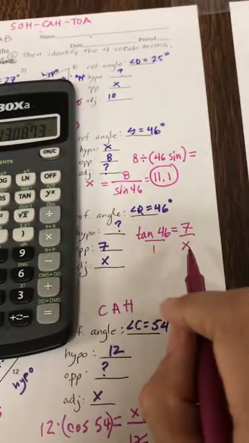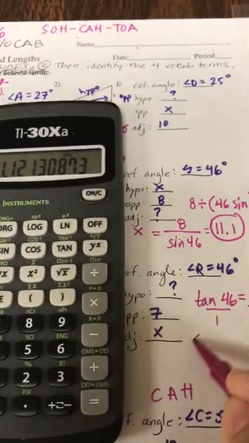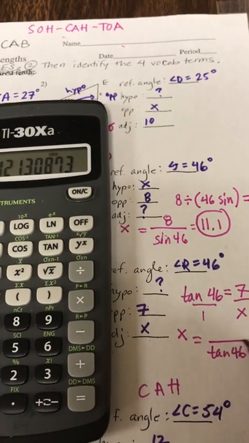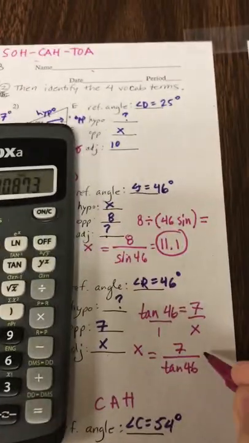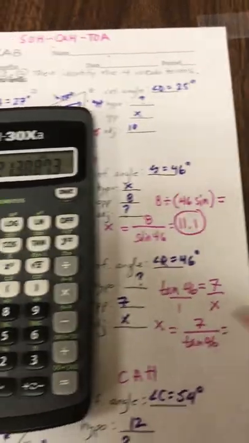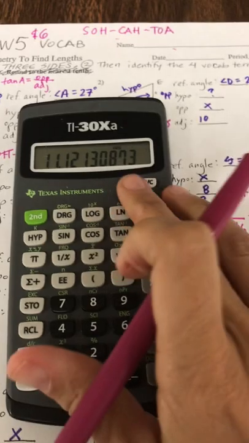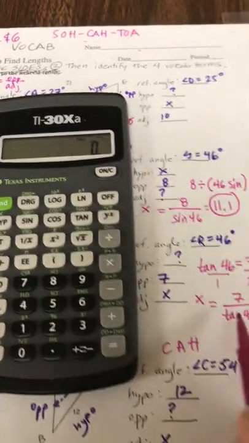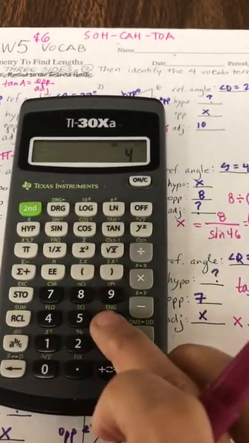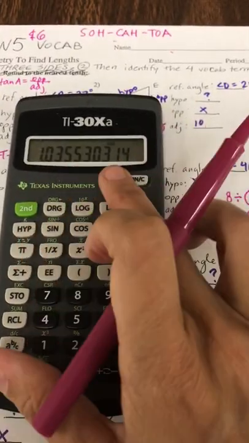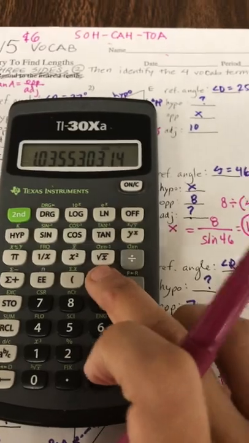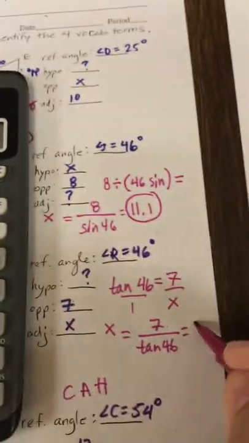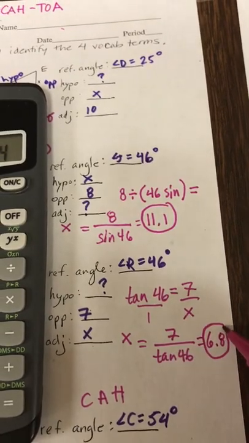Okay, same situation here. I'd like to flip these. So I can rewrite the problem with x here and the tangent of 46 down below. And now I just need to type in the calculator 7 divided by the tangent of 46. Okay, so 7 divided by parentheses, the tangent of 46. But I got to hit 46 tangent. That's the 46 tangent. See my little parentheses. In parentheses equal, I get 6.8, rounded to 6.8.